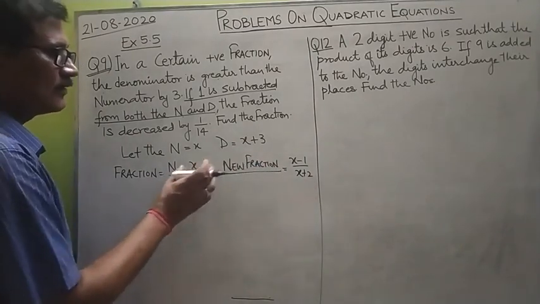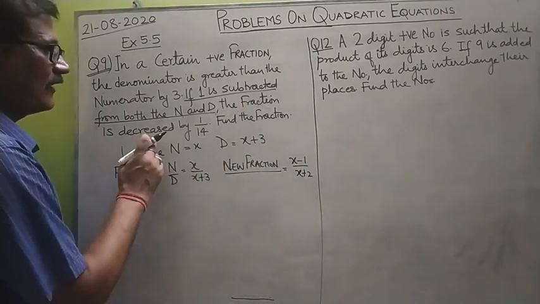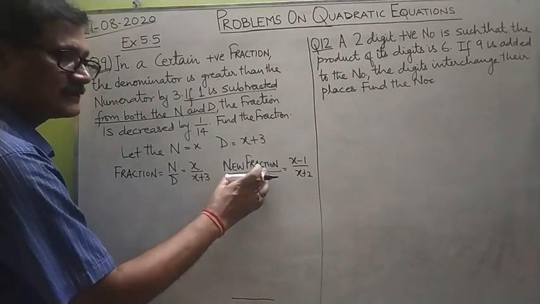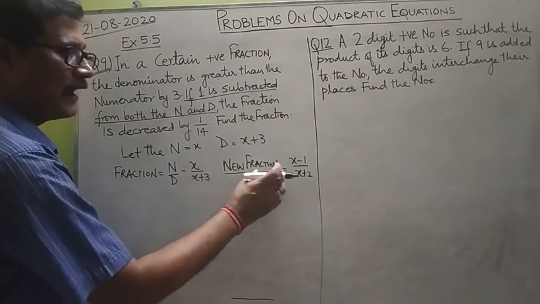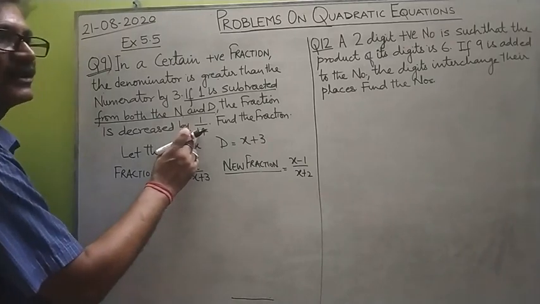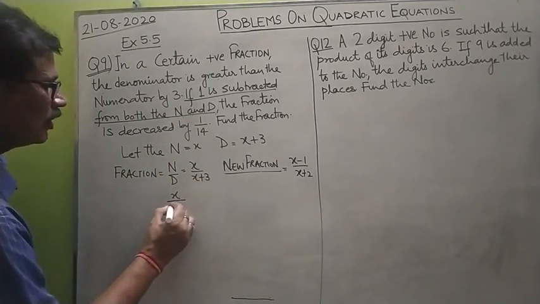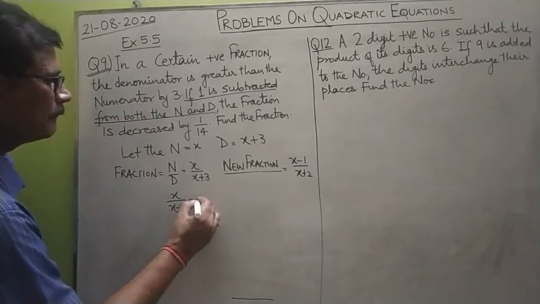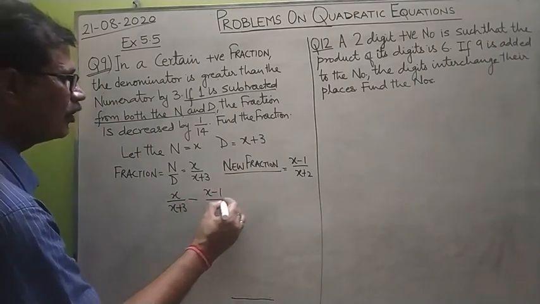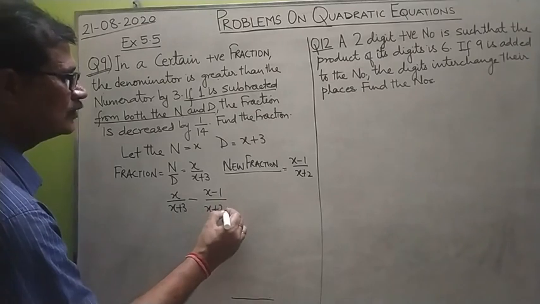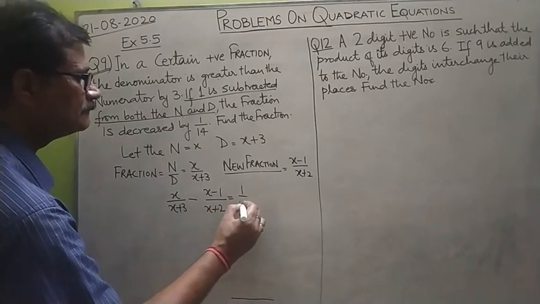The greater is this one now because it says it's decreased. The fraction is decreased by 1 by 14, so this is smaller now. So the greater minus the smaller will be equal to 1 by 14, the amount by which it decreases. So the equation would be x upon x plus 3 minus x minus 1 upon x plus 2 is equal to 1 by 14.